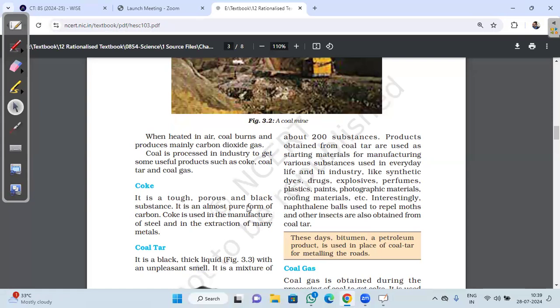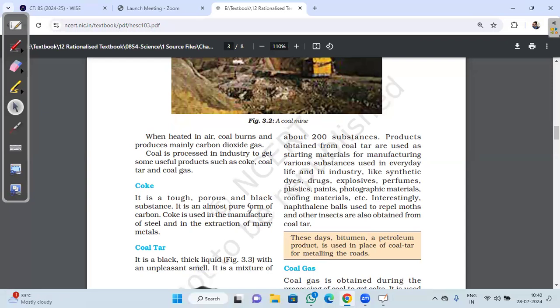Dyes are the chemicals which are used for coloring purposes. Dyes, drugs means medicines, explosives also. Someone was saying explosives. So coal tar is not used directly as an explosive. Some materials from it are extracted and they can be used to make explosives. There are also some materials extracted to make photographic materials. Okay. Naphthalene balls. So different other substances can be obtained from coal tar. Got it?